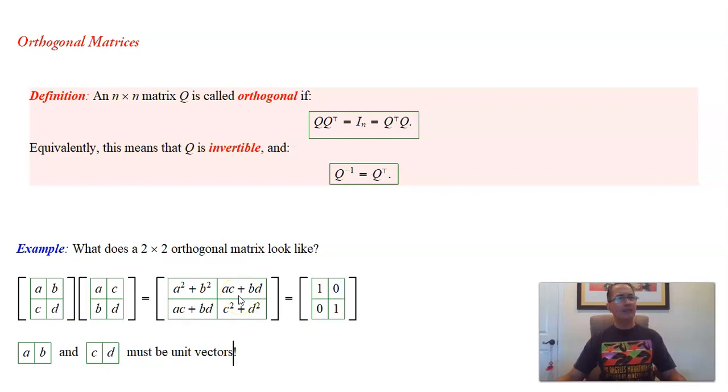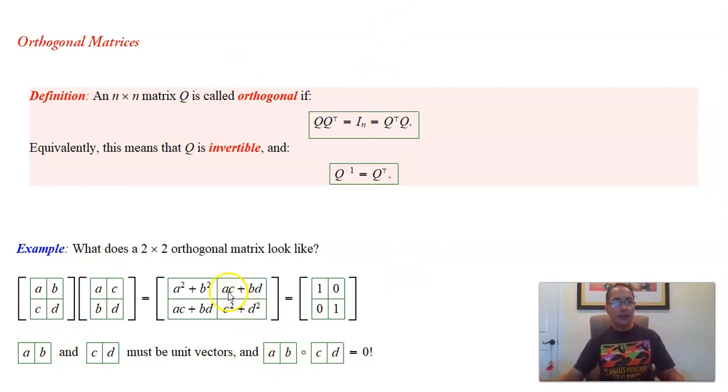What is AC plus BD? You know what? We can think of that as a dot product. So that equation can be interpreted as AB dotted with CD must be equal to 0.